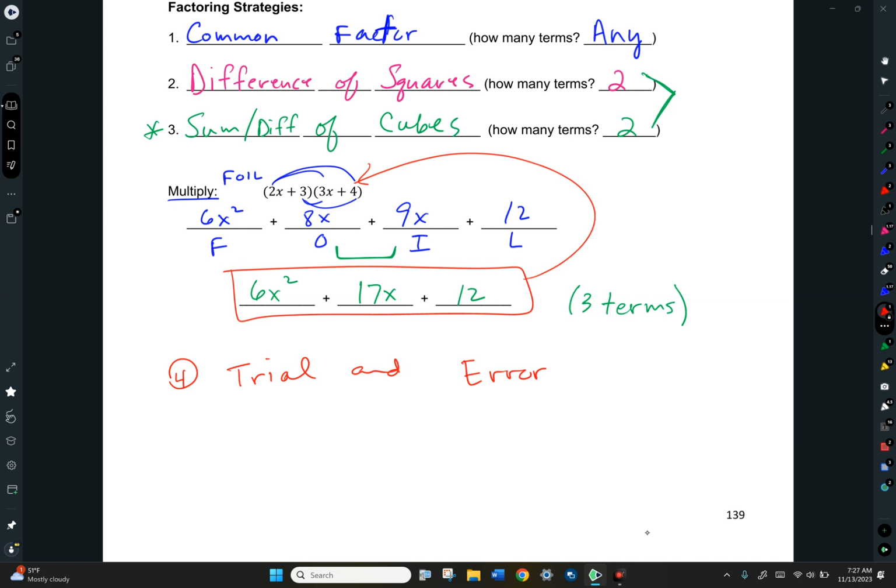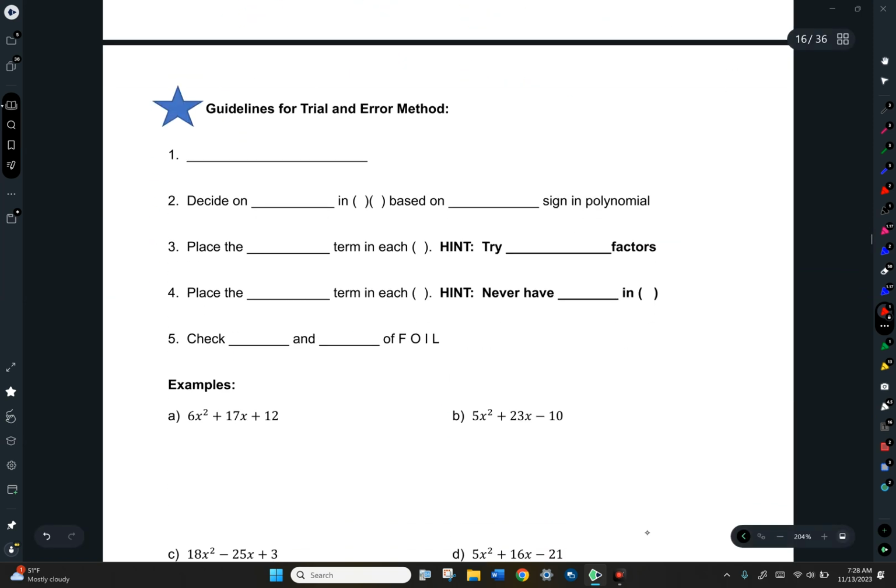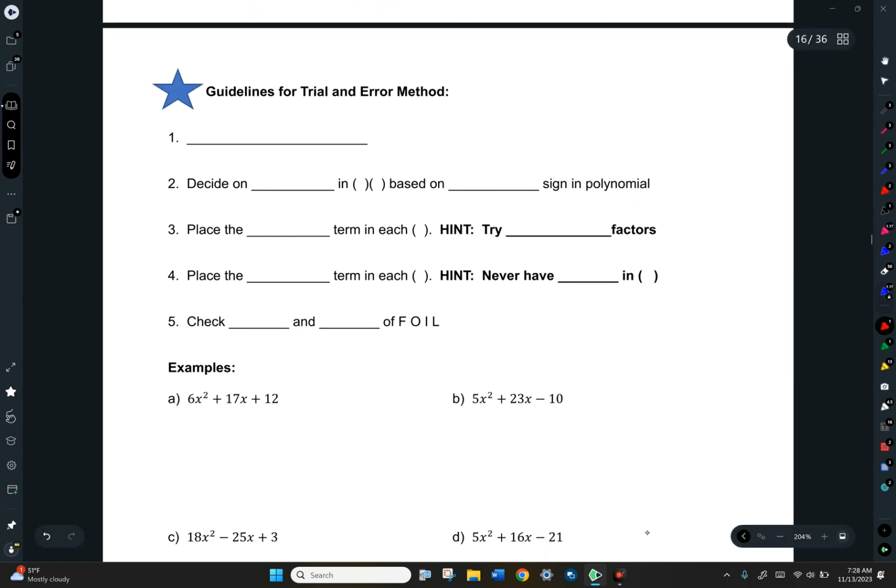But the thing about this trial and error is, with this method that we're going to use, I'm going to give you some helpful hints so that even though there's lots of options, I'm going to teach you how to choose the best options. And so therefore, most of the time, you're going to get it right on your first trial. Okay, so here's how it works.